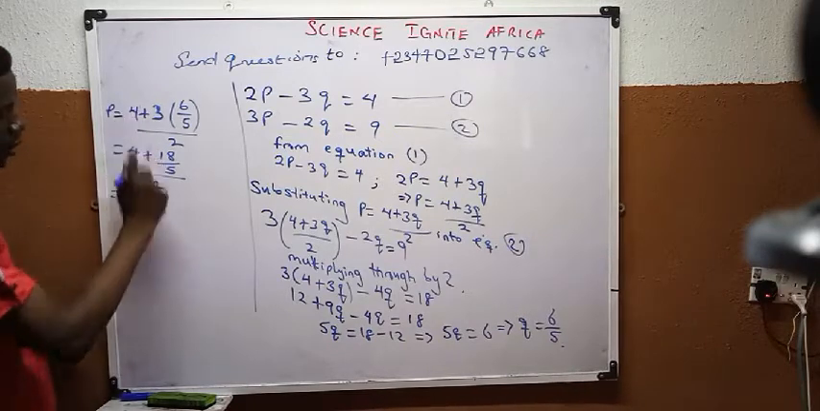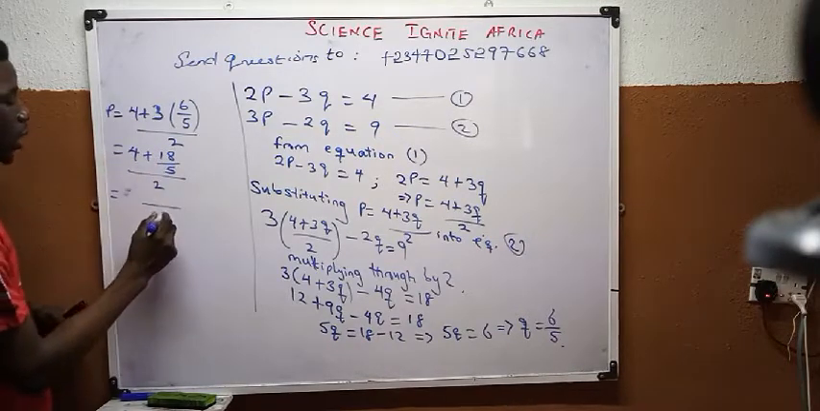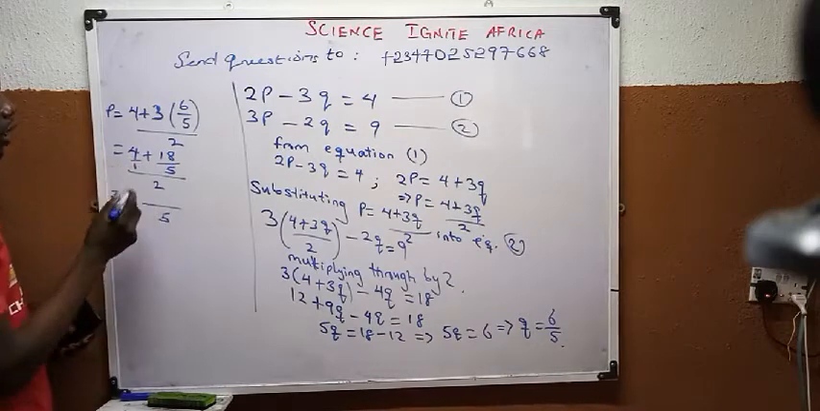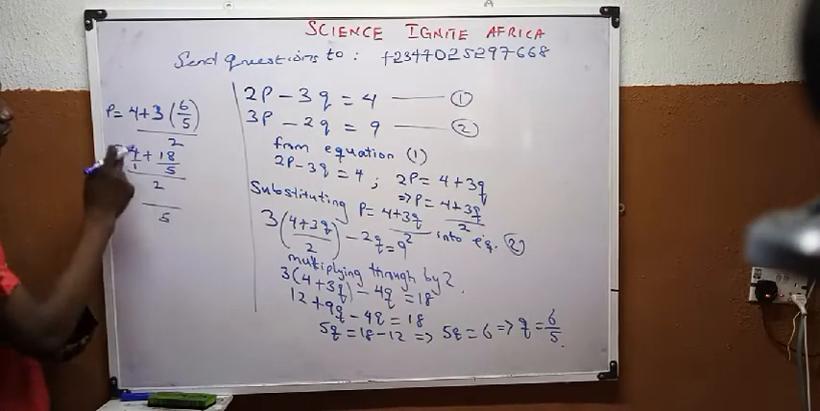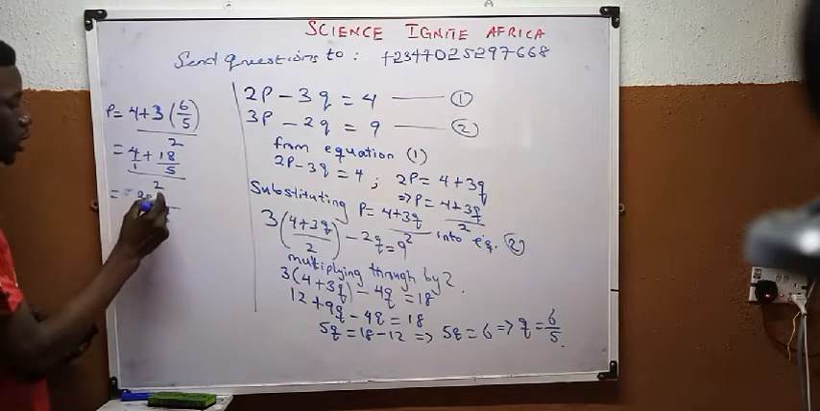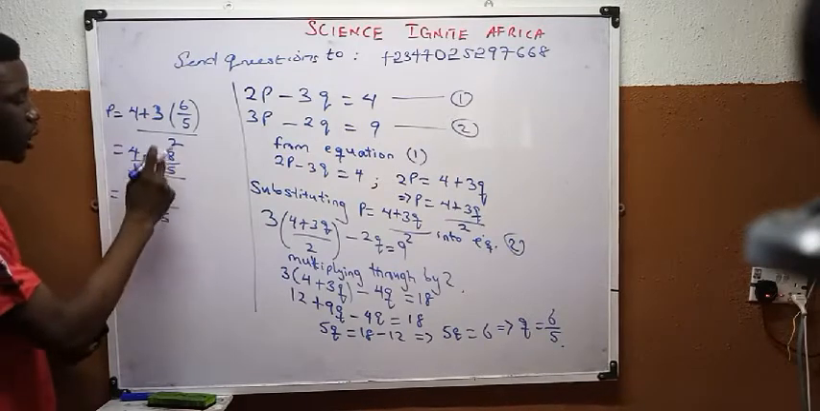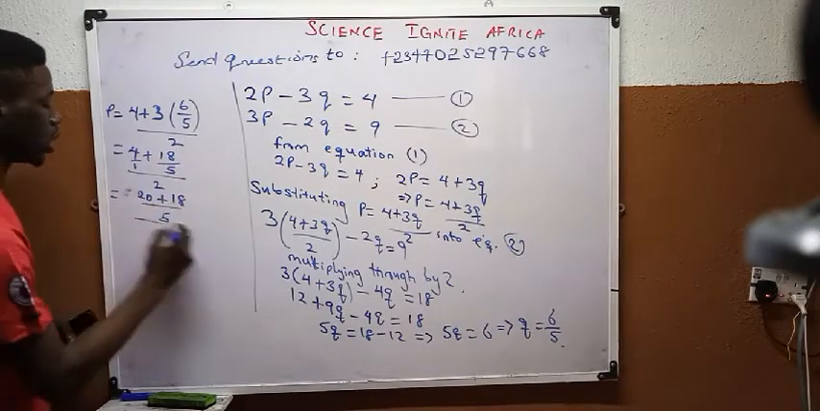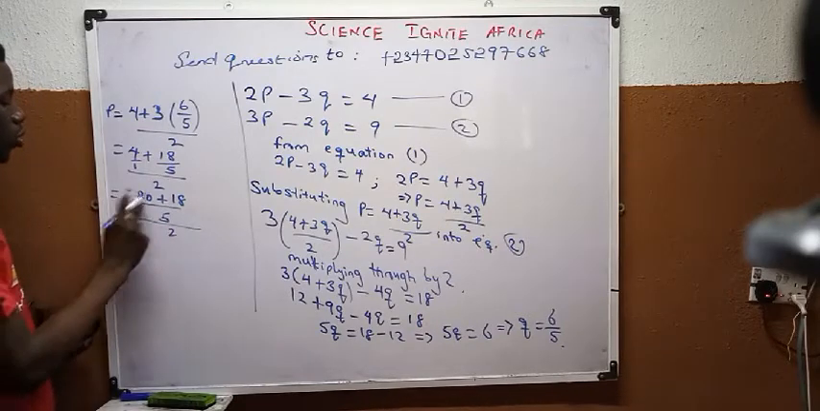By the time you find the LCM of this numerator here, that will be 5. This is like over 1. So 1 in 5, that's 5. 5 times 4 will have 20. Plus 5 in 5, that's 1. 1 times 18, that's 18. Then everything still all over 2.